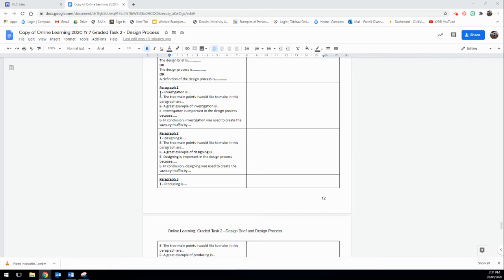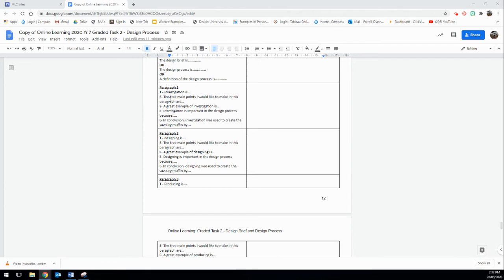It already tells you with the teal going down the page here that T is for the topic sentence. So investigation is... With the topic sentence, you need to set the paragraph up and explain what you're going to be talking about. So you might need to give me a little definition of what investigation is. Okay, so that's where you would type that in. You would say investigation is and continue on there.